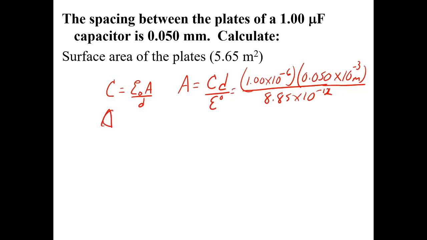Oops, we want the area, not the C. And let's see what it is. 1 times 10 to the minus 6 times 0.05 times 10 to the minus third, divided by 8.85 times 10 to the minus 12. 5.65 meters squared. That's a pretty good area. This almost certainly is a rolled up capacitor to get that kind of area.